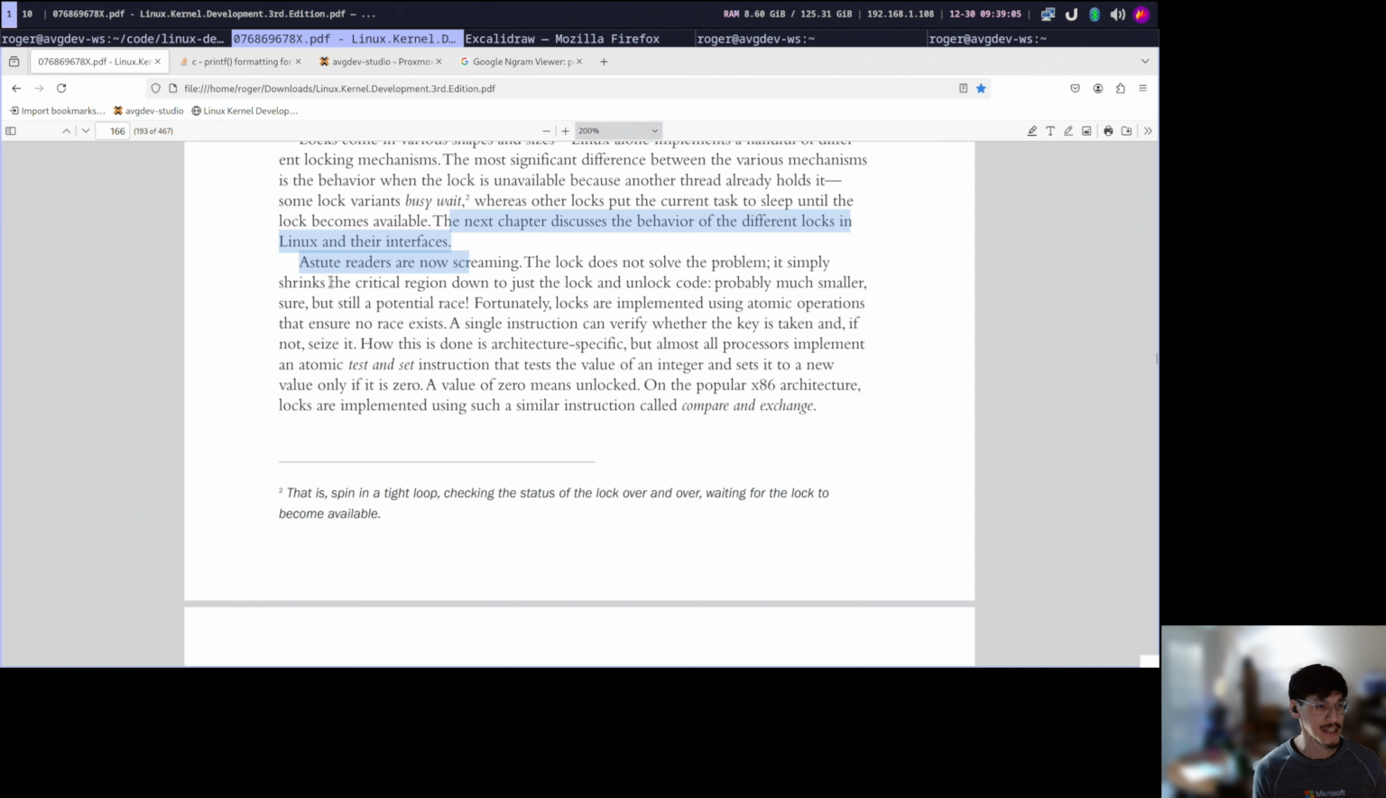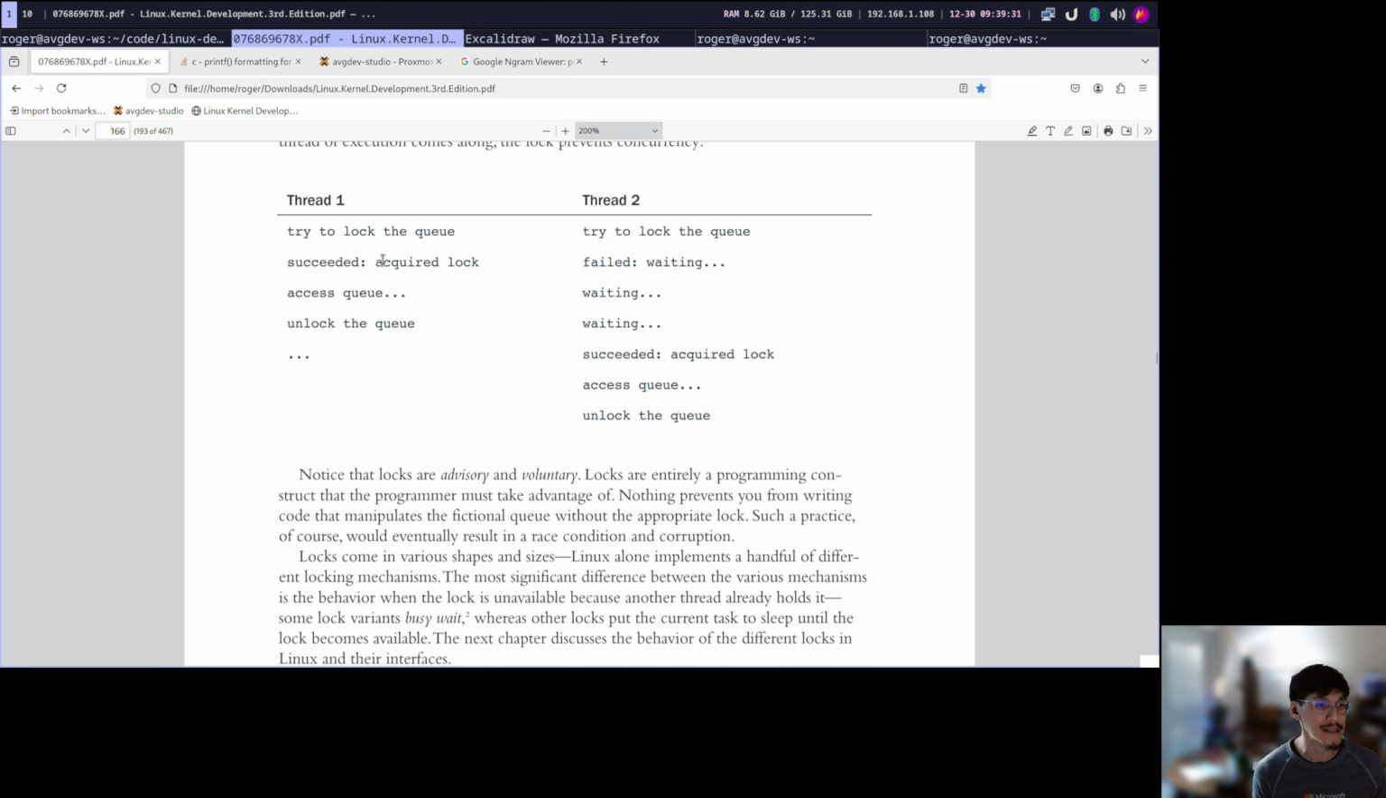Okay, let's finish this paragraph and let's just call it. So astute readers are now screaming, the lock does not solve the problem. It simply shrinks the critical region down to just the lock and the unlock code. Probably much smaller, but sure, it's still a potential race. Well, fortunately, locks are implemented using atomic operations that ensure no race exists. What they're saying is that these operations, these acquisitions and unlocks, are atomic operations under the hood. So you don't have to worry about two things trying to lock at the same time. That's not the case here.